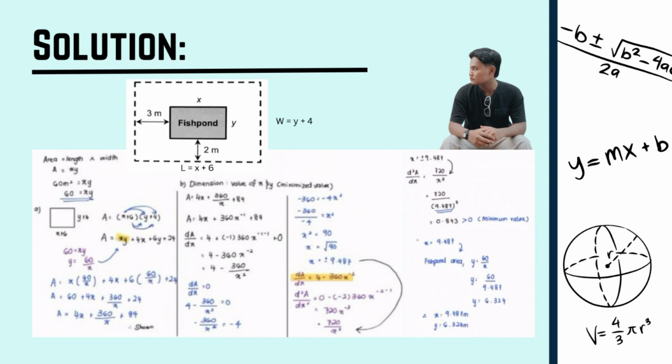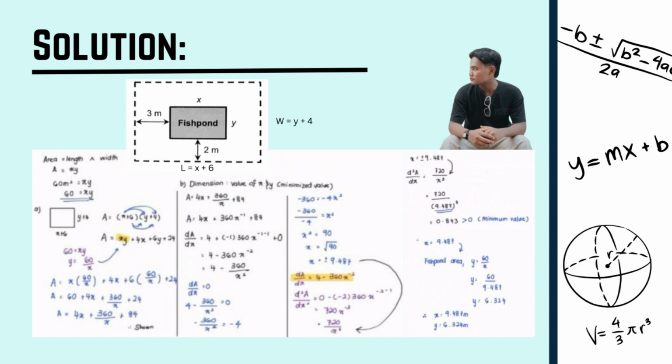We know that the fish pond area is 60 meter square. So the area is x multiplied with y, and we know that the fish pond area is already 60. So basically 60 meter square equals xy. So we already have the length and the width. Now we get y plus 4 and x plus 6. So the combined area equals, now we just multiply, we get xy plus 4x plus 6y.